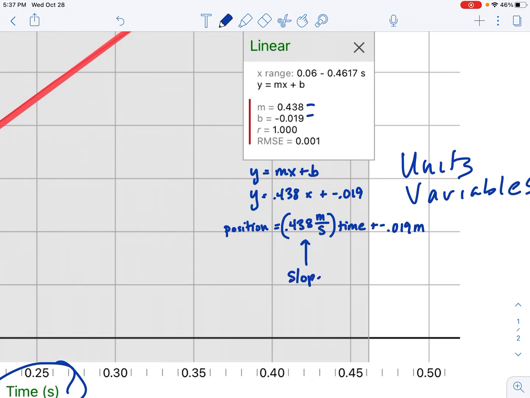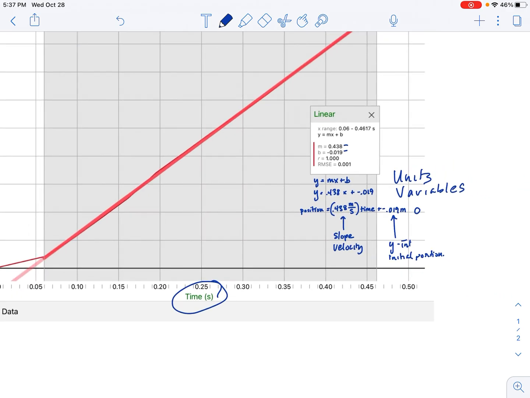The slope is the velocity of the object, and the y-intercept is the initial position. Ideally, the initial position would be 0, but there's always some error when you're landing those points.